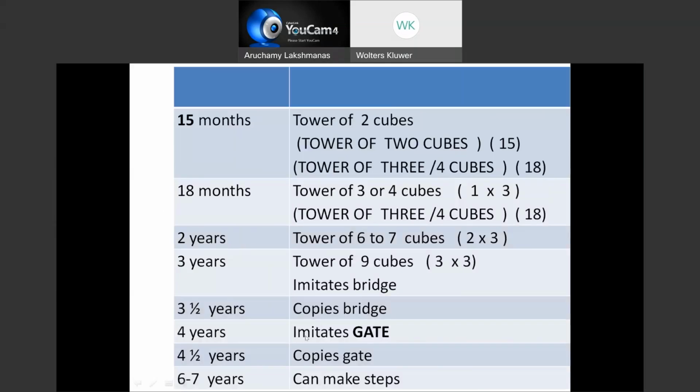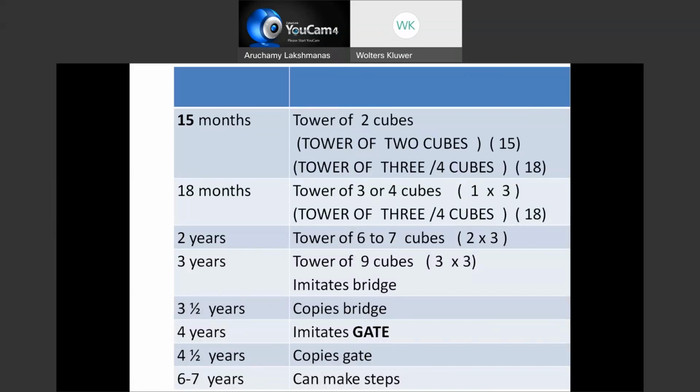Then 4 years imitates gate. Gate is 4 letters. Remember, by 4 years it will imitate gate. 4.5 years copies gate. And 6 to 7 years can make steps. By using cubes, it can make steps. So tower of cubes, it will be easy for you to remember. Initially it will be with 2 cubes. Before that, it will be catching with 1 cube.